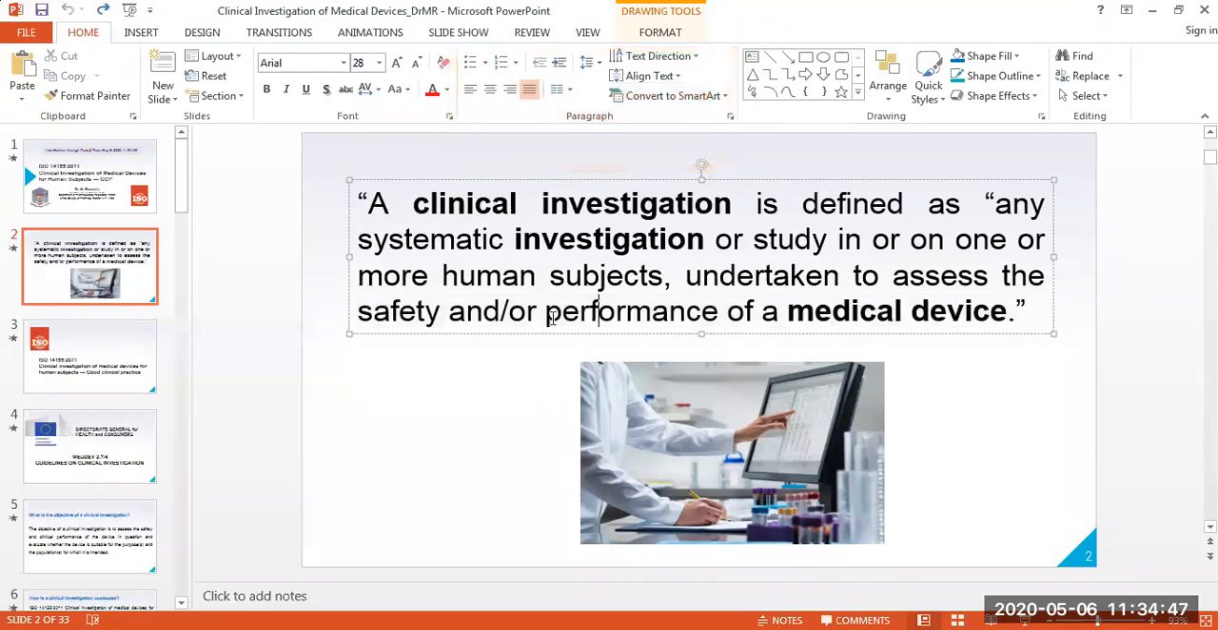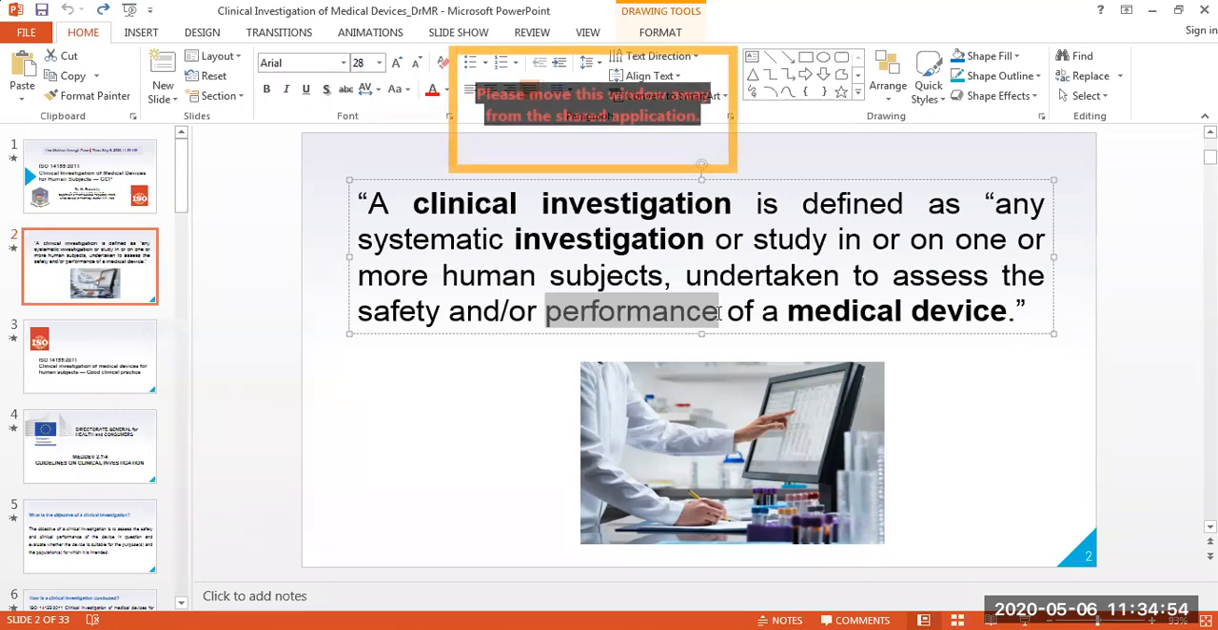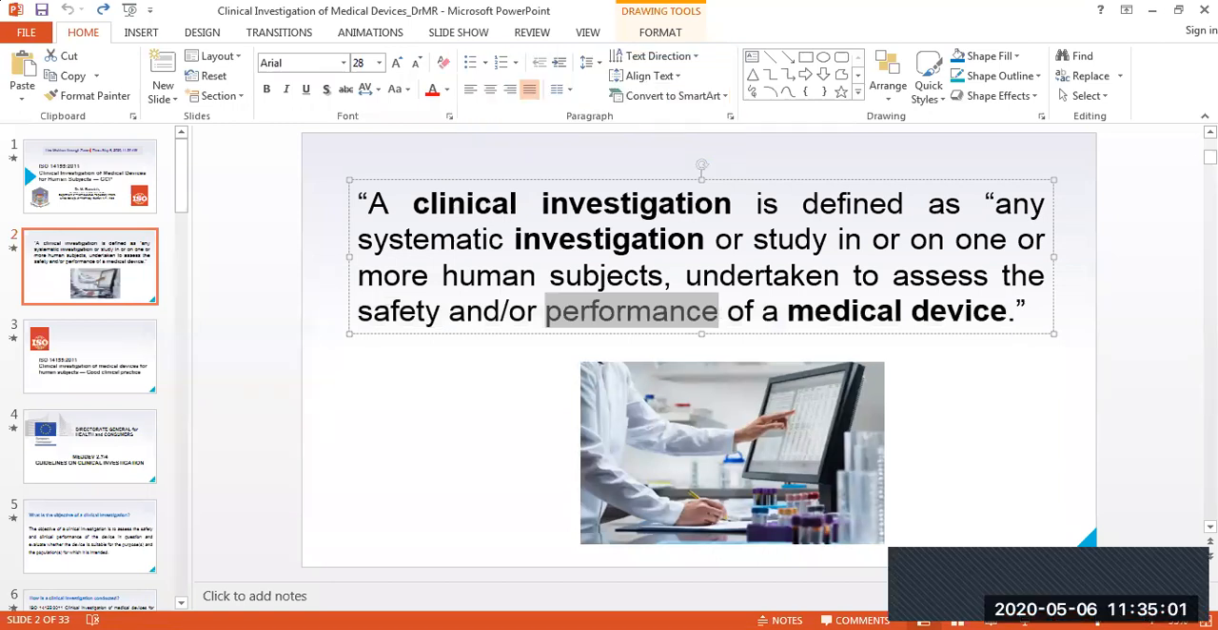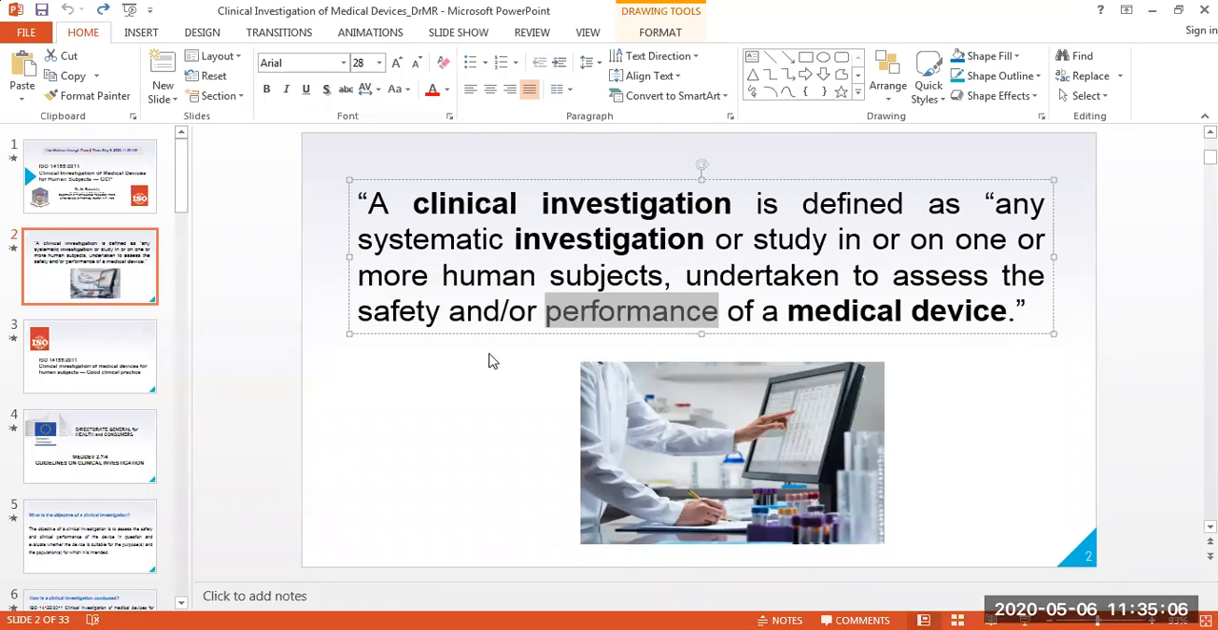In case of clinical trials, what is the word used instead of performance? Efficacy, not efficiency. Safety and efficacy of a particular pharmaceutical is a clinical trial. Here it is performance. That is the only difference.